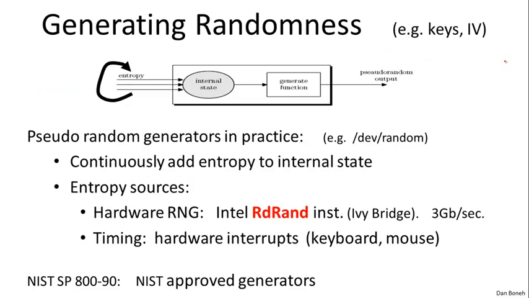And finally, I wanted to talk about randomness. We kept talking about random keys and random nonces and random IVs. The question is, where does all this randomness come from? So I just wanted to mention that there are also standards on how to generate randomness. In fact, this is a document from the National Institute of Standards that explains how to generate randomness.